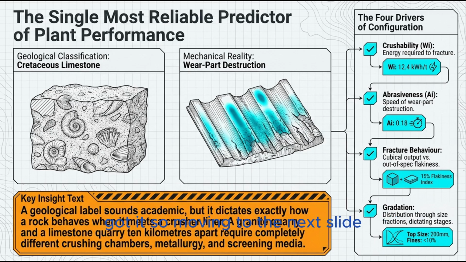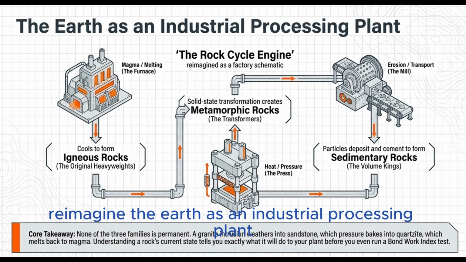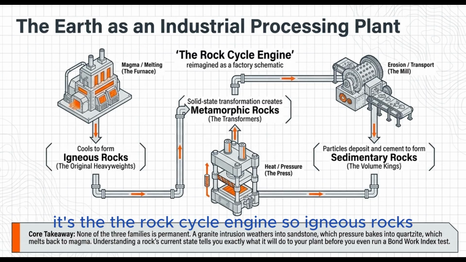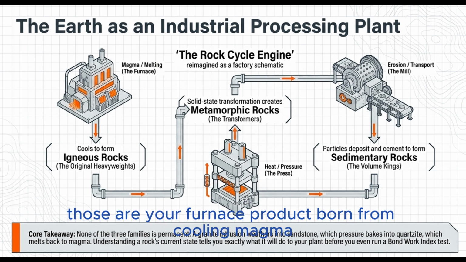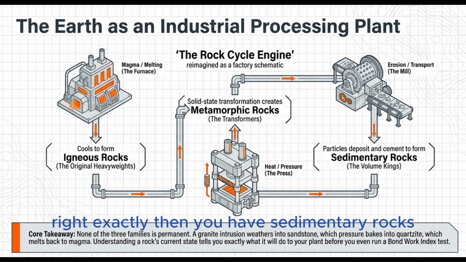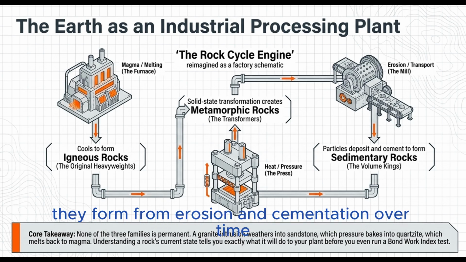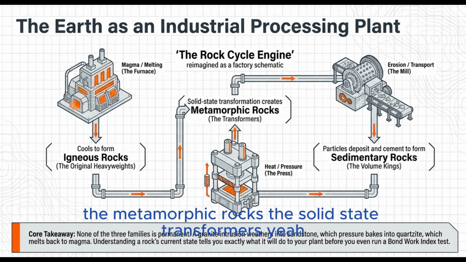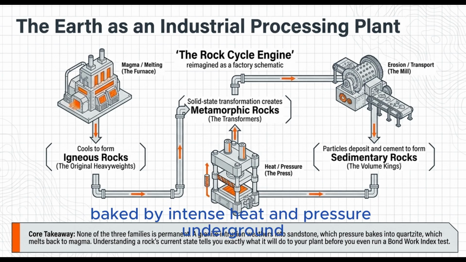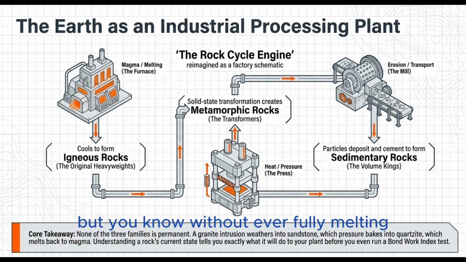Got it. So moving to the next slide, we reimagine the Earth as an industrial processing plant. I love this model. It's the rock cycle engine. So igneous rocks, those are your furnace product, born from cooling magma, right? Exactly. Then you have sedimentary rocks, which we call the volume kings. They form from erosion and cementation over time. And finally, the metamorphic rocks. The solid state transformers. Yeah, baked by intense heat and pressure underground, but without ever fully melting.